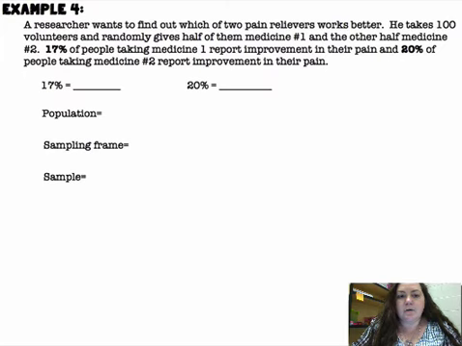All right, example 4. A researcher wants to find out which of the two pain relievers works better. He takes 100 volunteers and randomly gives half of them medicine 1 and the other half medicine 2. 17% of the people taking medicine 1 report improvement in their pain, and 20% of the people taking medicine 2 report improvement in their pain. So both 17% and 20% come from the sampled people. So they're both statistics. The population is all people.